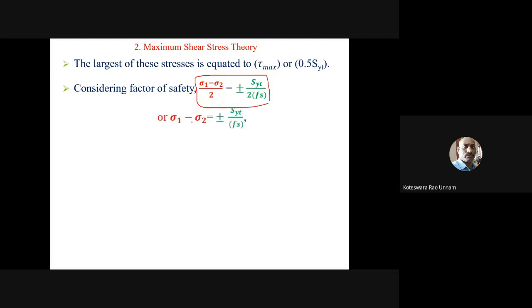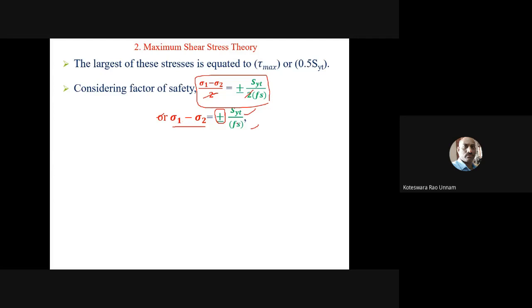If I simplify this further, the 2s cancel out each other. So I can write sigma 1 minus sigma 2 is equal to plus or minus SYT by Fs. Why am I taking plus or minus here? For a ductile material, we can take the yield strength as positive or negative, both are the same. Yield strength in tension is the same as yield strength in compression. That's why we are directly using the plus or minus sign here. So this is about only tau 1, 2.